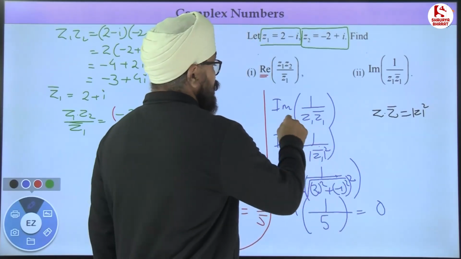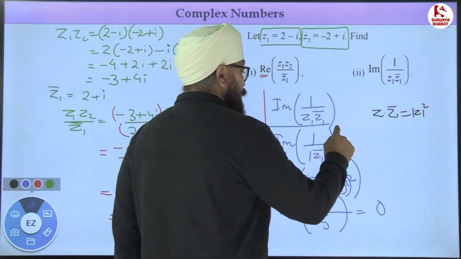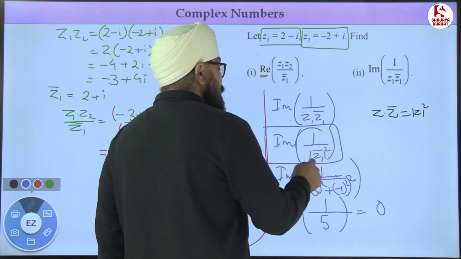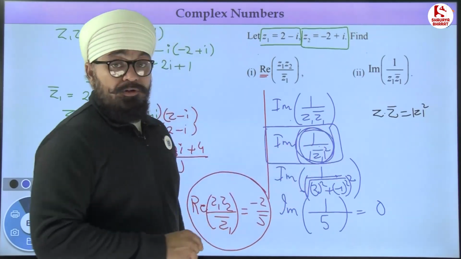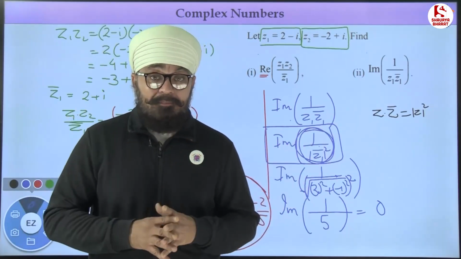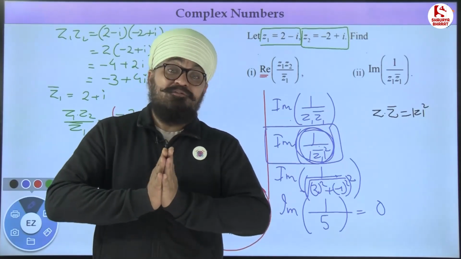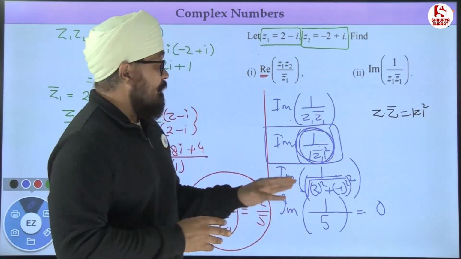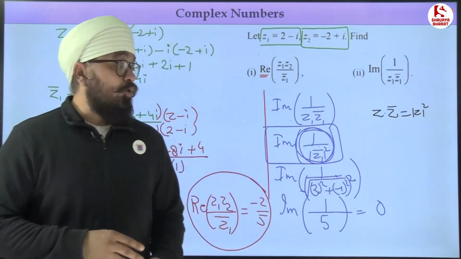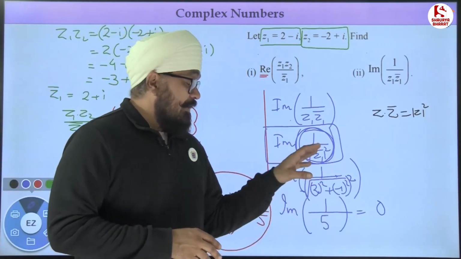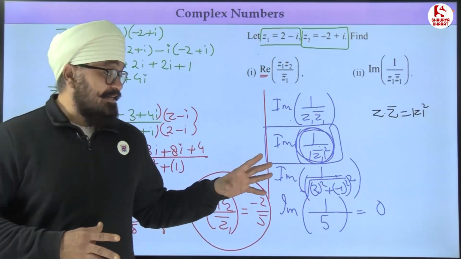You could have written it here also, because after applying the property we came to know that this is the magnitude, and magnitude is a real number, it does not have iota. So when there is no iota, that term will be free of imaginary part. So you could have written the answer directly as 0, but we have calculated so that we can understand the concept. So the answer is 0.